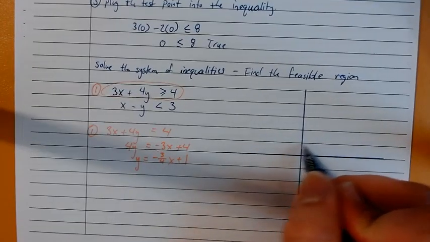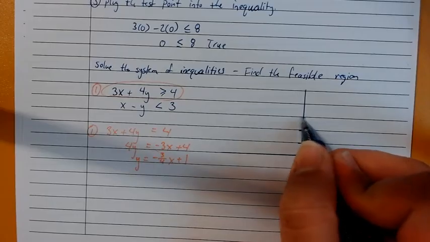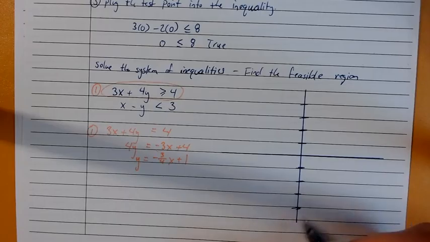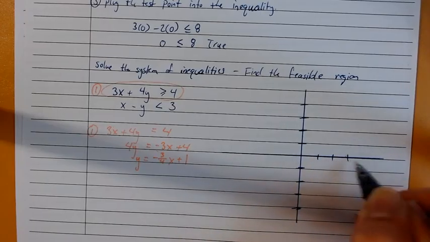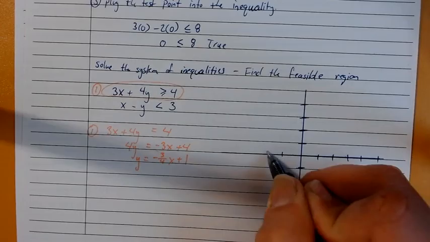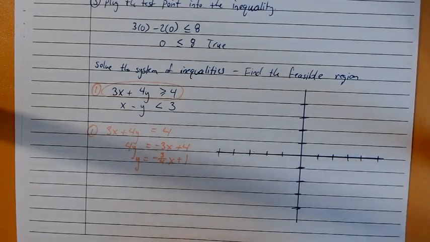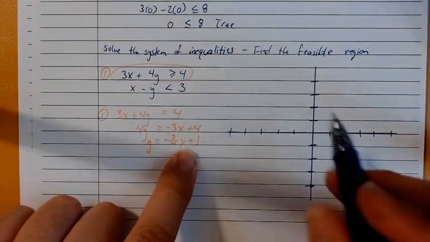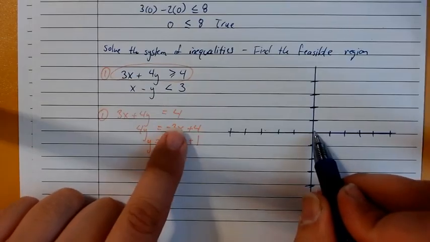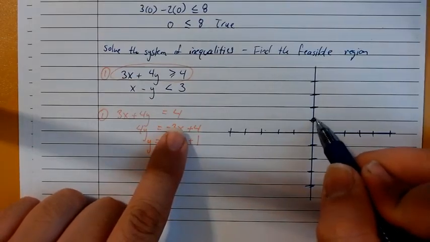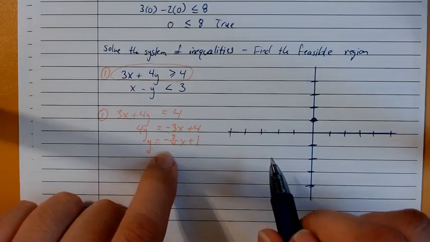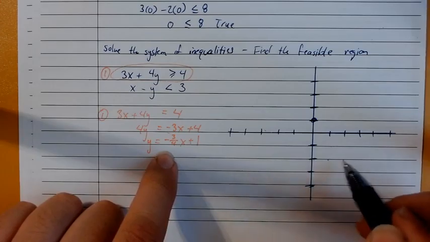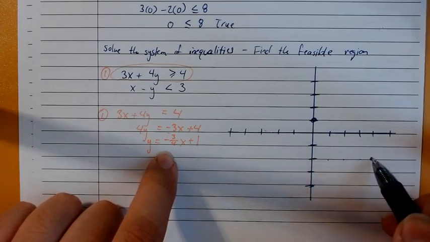Let's see here. We would have 1, 2, 3, 4, 5 on each axis. Okay, so we have a y-intercept of 0, 1. When x is equal to 0, y is equal to 1. And then we have a slope of negative 3 over 4. So we're going to go down 3 steps, 1, 2, 3, and right 1, 2, 3, 4, right about there.